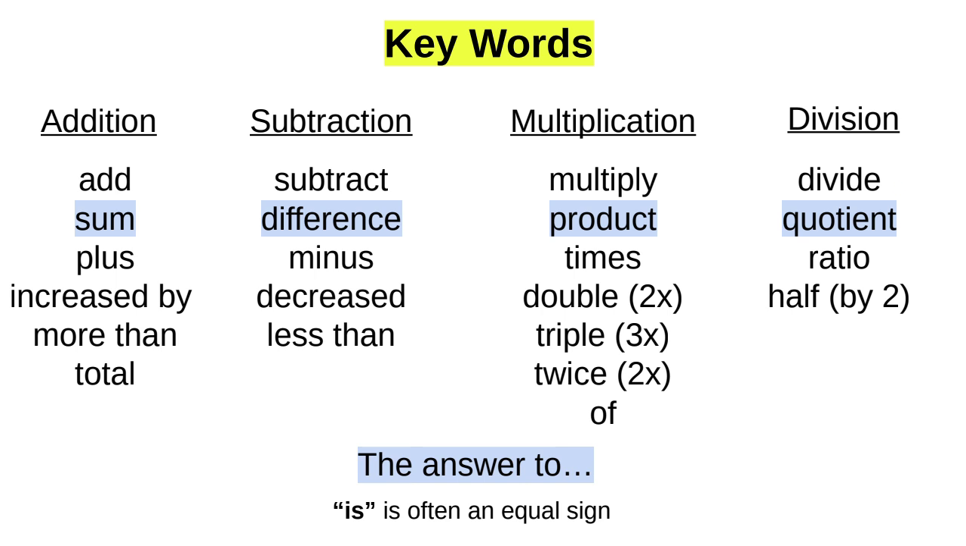And division, we've got divide, quotient, ratio. Half means we're dividing by 2. So if you want half of 8, you're taking 8 divided by 2. Another word to watch for as we're doing equations is the word "is." "Is" typically will represent an equal sign. Again, not always, but something to watch for.